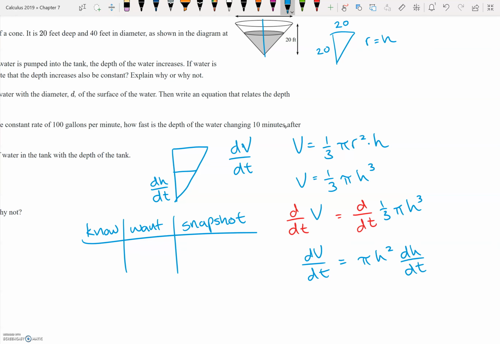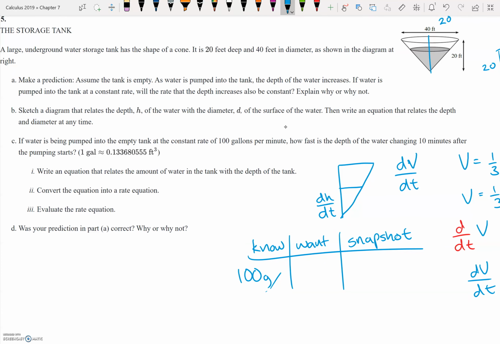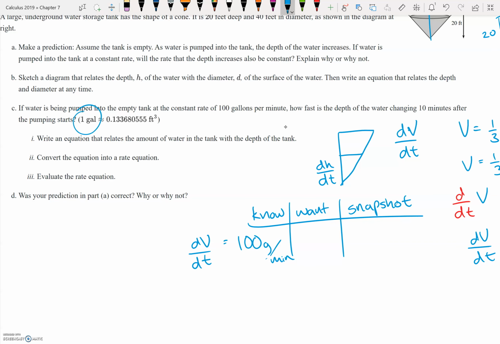And let's talk about the information that we know, because this is going to be the equation that we use. We have information on letter C that says that water is being pumped in at a constant rate of 100 gallons per minute. So we have 100 gallons per minute. That's going to be our dV/dt. However, we don't want gallons because gallons is not in our problem. Luckily, they tell us that one gallon is that many cubic feet, so we're just going to multiply this by 100. So really, we end up having 13.3. I don't know why they give us that many different decimals. I'm not going to use all those decimals. Feet per minute.